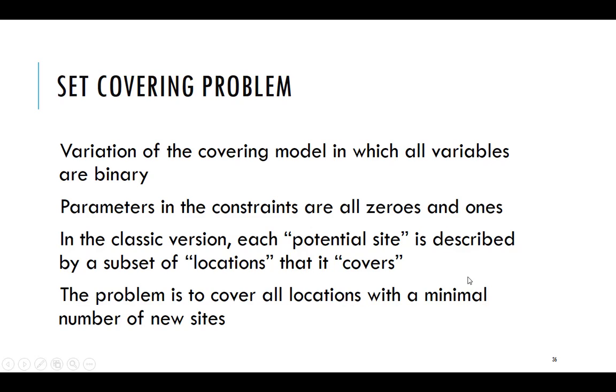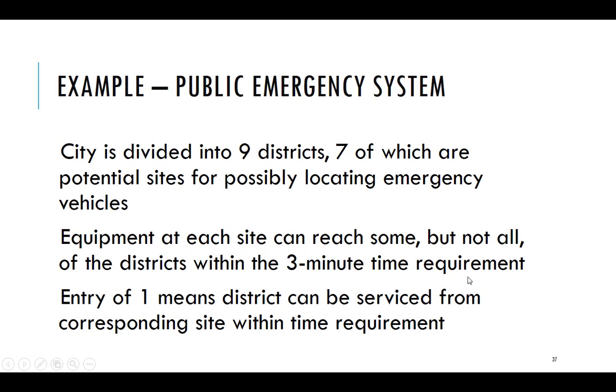We have here a public emergency system. The city is divided into 9 different districts, 7 of which are potential sites for possibly locating emergency vehicles. The equipment at each site can reach some, but not all, of the districts within the 3-minute time requirement. So we already know which districts could be reached from each possible site within that 3-minute threshold. An entry of 1 means that the district can be serviced from the corresponding site within the time requirement. If it's a 0, it means it cannot.